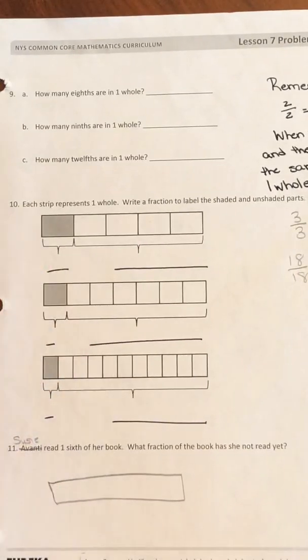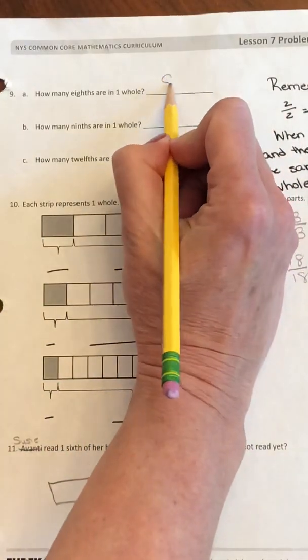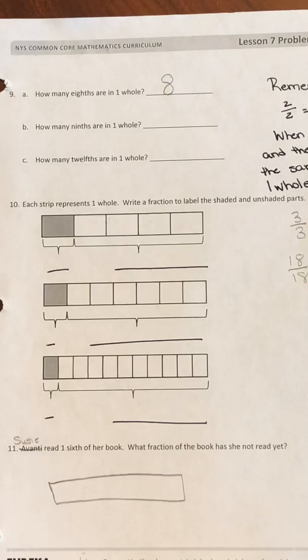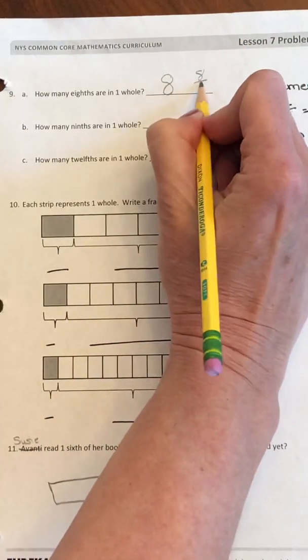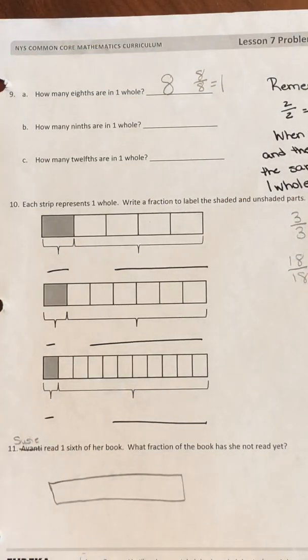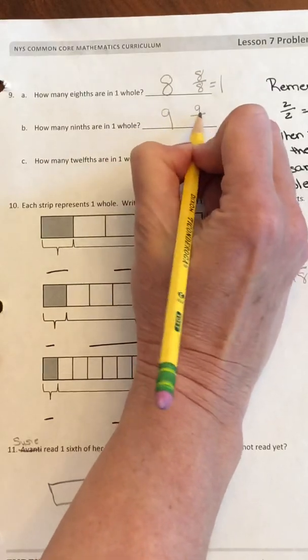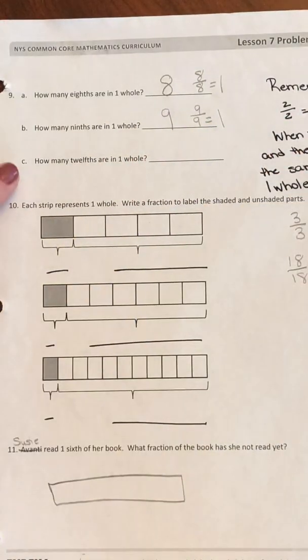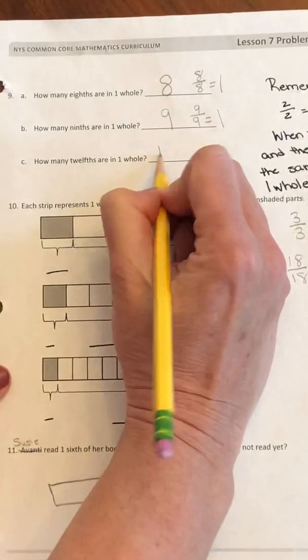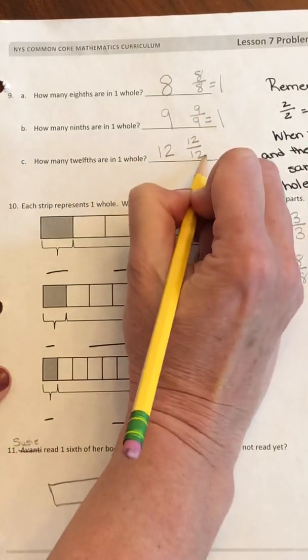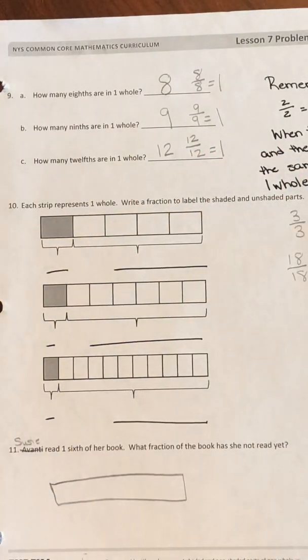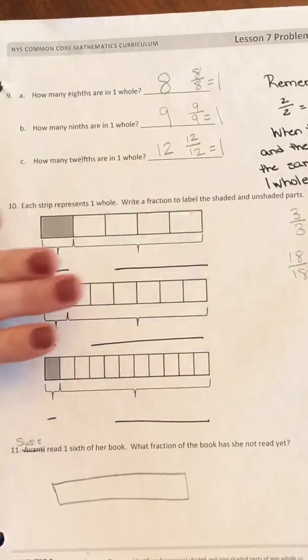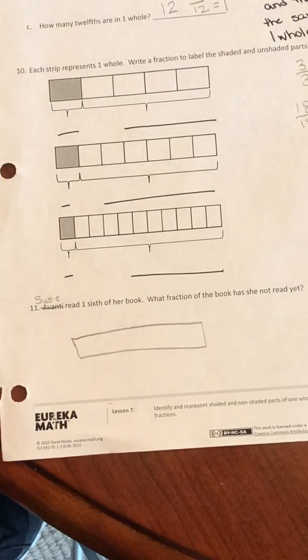So A here says, how many 8s are in one whole? Well, that's going to be 8 because 8/8 is equal to 1 whole. I can always write that too. How many 9s are in one whole? 9, because 9/9 is equal to 1 whole. How many 12ths are in one whole? 12, because 12/12 is equal to 1 whole. You didn't have to do this one, so I'm going to skip down to number 11 here.